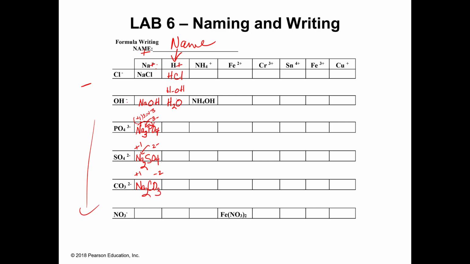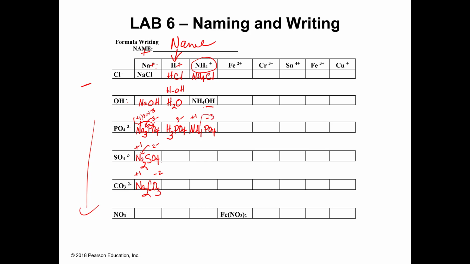H2O. You've got H and PO4. PO4 is 3 minus, so you're going to have H3PO4. Remember, ammonium is your only positive polyatomic, so you're still going to write it as one thing, NH4Cl. It's still a plus one. NH4OH. When you get to this one, it looks kind of tricky. NH4, and then you've got the PO4. So NH4 is a plus one, and phosphate is a minus three.